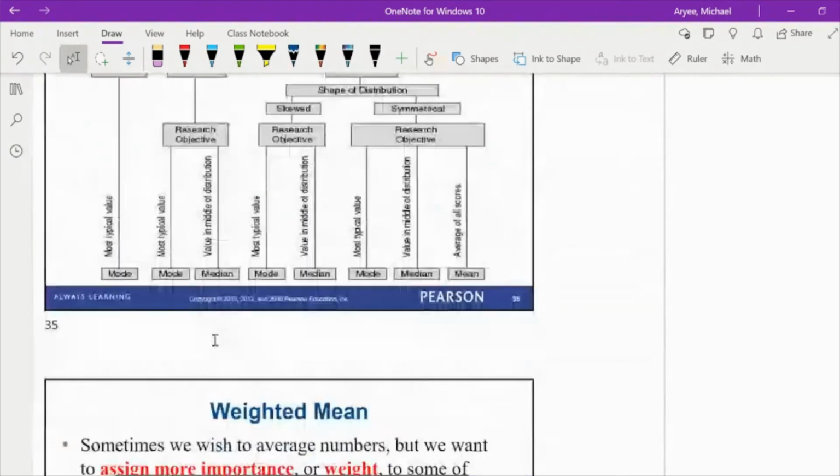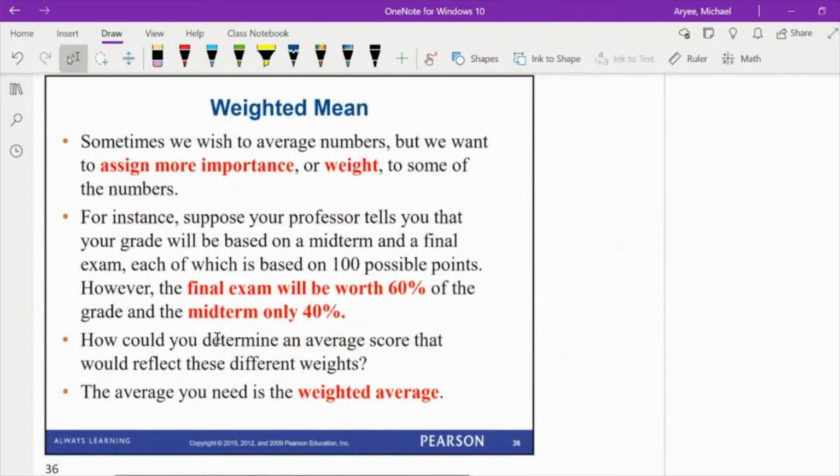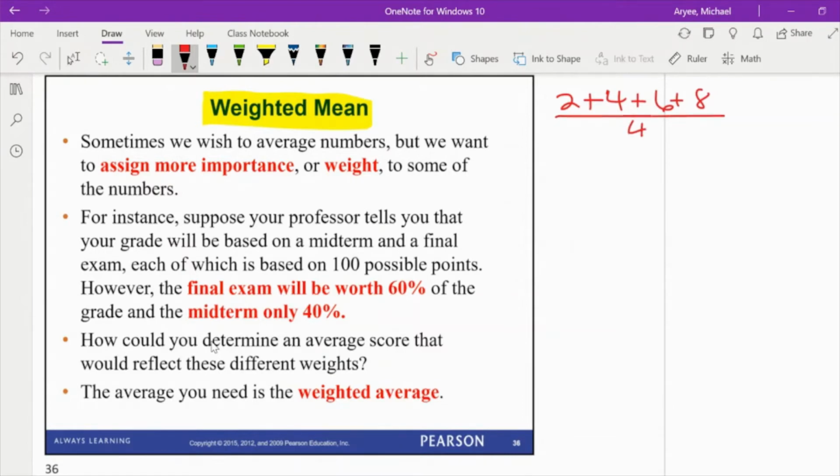Okay. Now, the next thing we're going to be looking at is called weighted mean. When you calculate a mean, for example, if I give you the numbers 2, 4, 6, 8, a small set of numbers, and I say find the mean of this, you do 2 plus 4 plus 6 plus 8, and then you divide by 4. What you get is called a mean. So here, 20 divided by 4, you get 5. So 5 is a mean.